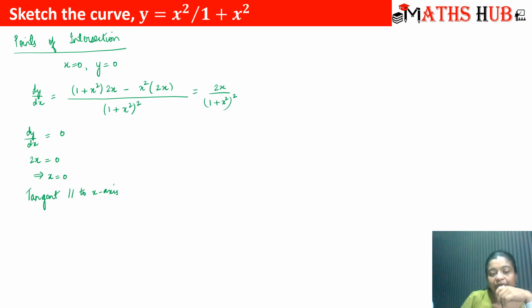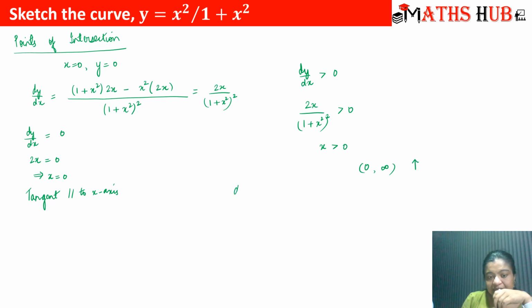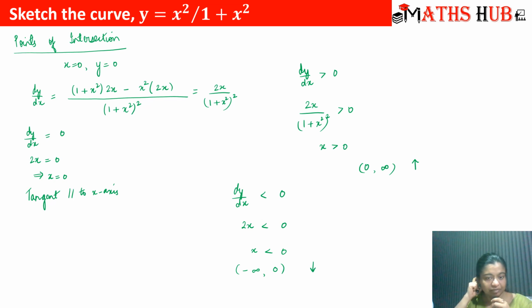Right? Now, let's put dy by dx greater than 0. So we will have 2x upon 1 plus x square whole square greater than 0. That will lead to x greater than 0. So in the interval x greater than 0, that means from 0 to infinity, the function will be an increasing function, right? Similarly, when we put the derivative less than 0, we will get 2x is less than 0. So in the interval minus infinity to 0, the function is a decreasing function, right?